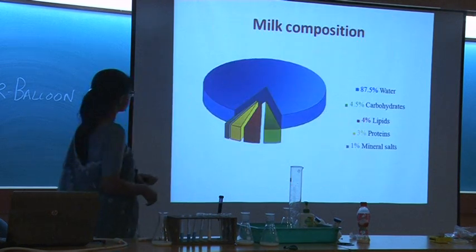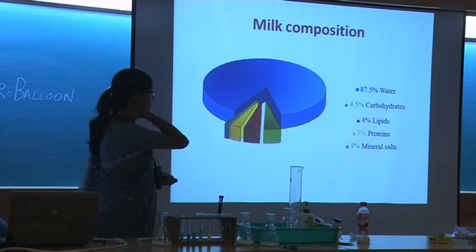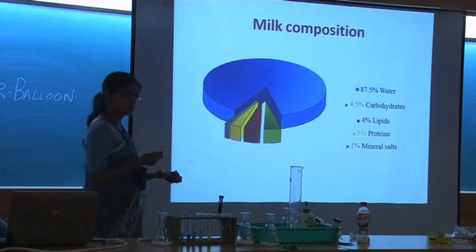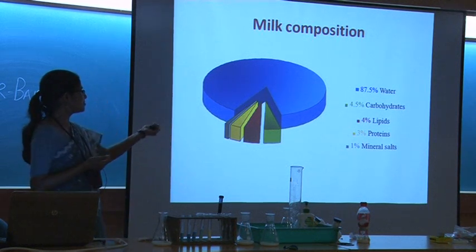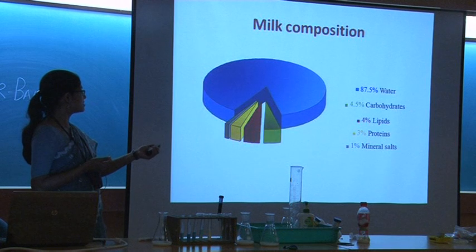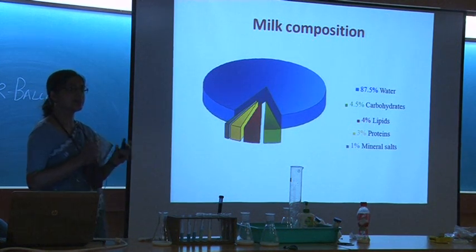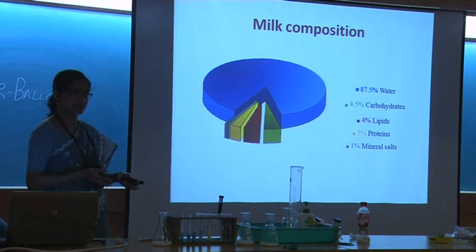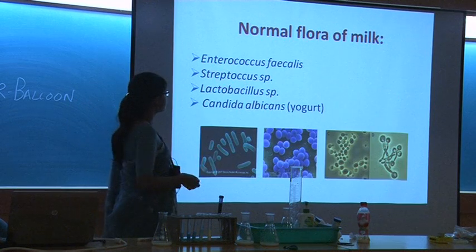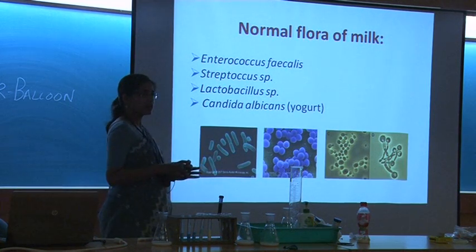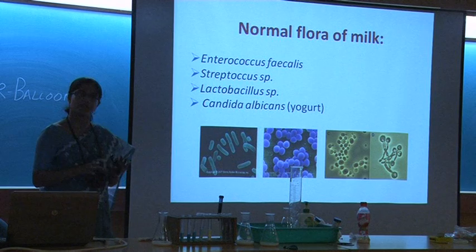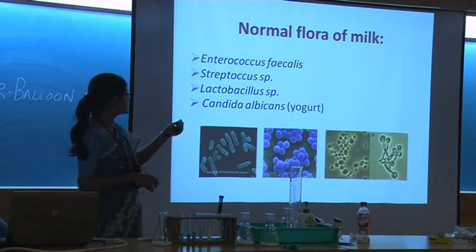So, what is milk? Milk, you can see majority of its water, and these are the different percentage of carbohydrate, lipids, proteins and minerals. So it is a complete food for us as well as for the microorganisms. Now the microorganisms, there are certain microorganisms which are the normal microorganisms that are present in the milk, and these are the few to name.